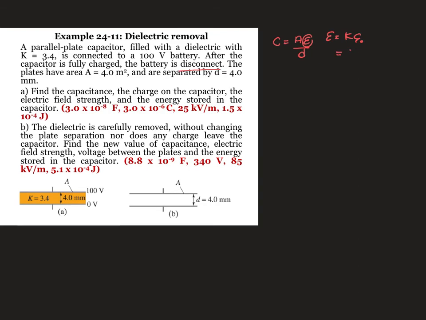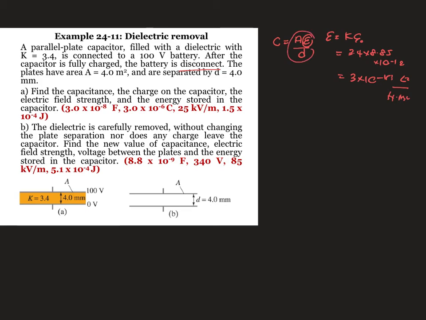So it's going to be 3.4 times 8.85 to the power of negative 12. So you are going to get 3 to the power of negative 11 Coulomb square over Newton meter square.